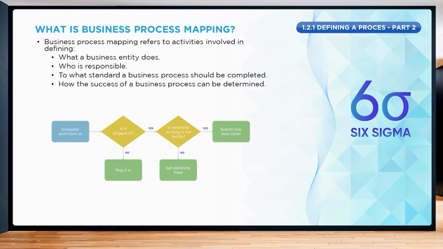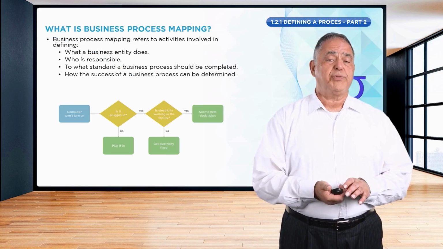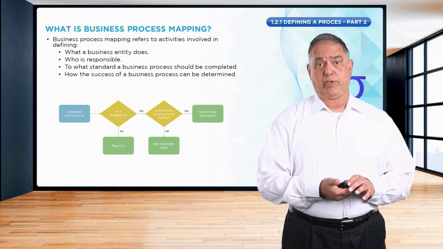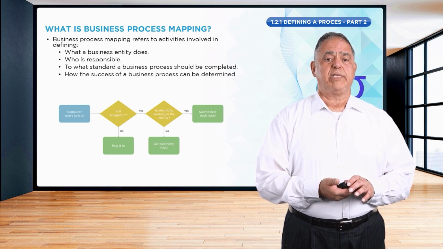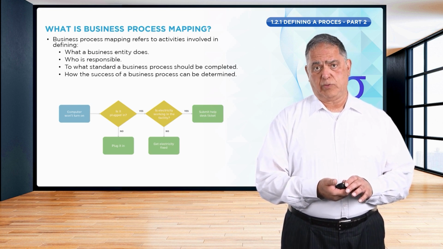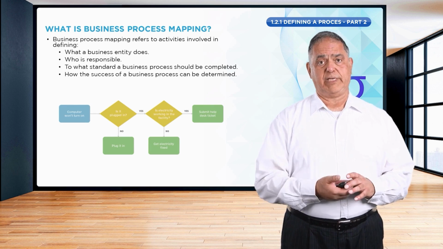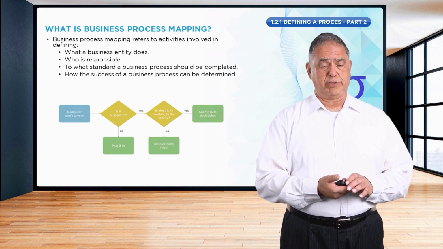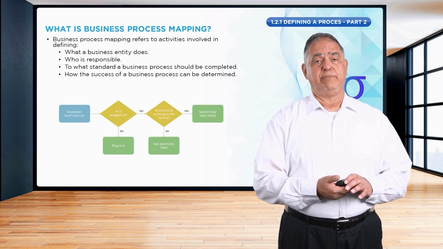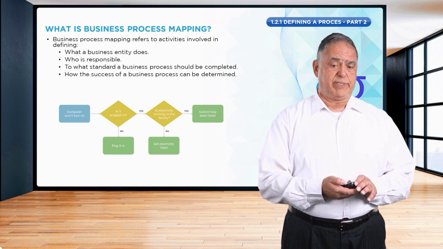So, what is business process mapping? Well, it is a set of activities that are involved in defining what a business entity actually does, who is responsible for what within the organization, to what standard a business process should be completed in order to satisfy the needs and requirements of stakeholders, and how the success of a business process can be determined.